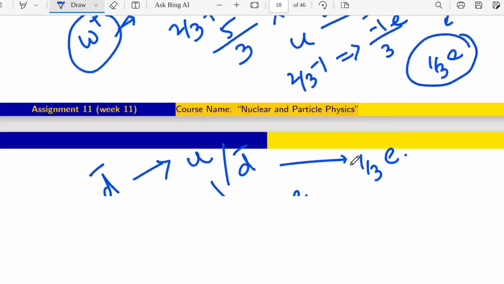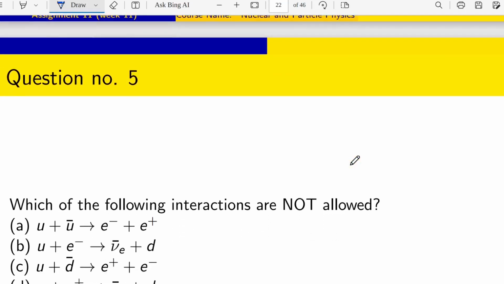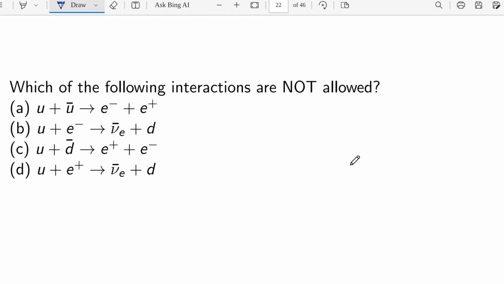Now we have to go to question number 5. Okay, which of the following interactions are not allowed? Very simple question, and there are 4 options. U plus U bar going to E plus E minus, U plus E minus going to mu E bar plus D, U plus D bar going to E plus E minus, U plus E plus going to mu E bar plus D.